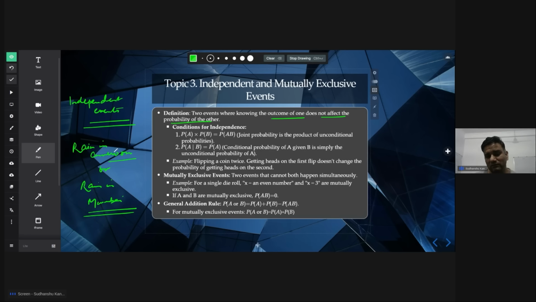So mutually exclusive events means that both events cannot happen simultaneously, cannot happen together, right? For a single die roll, if x is an even number, you know that it cannot be 3, because 3 is an odd number. It's mutually exclusive. So the point which you should take away from here is, understand, I told you to remember this part, these two. I'm telling you to remember this part.